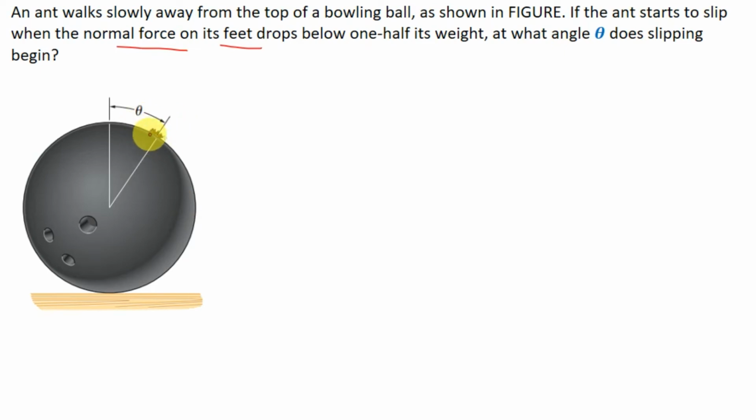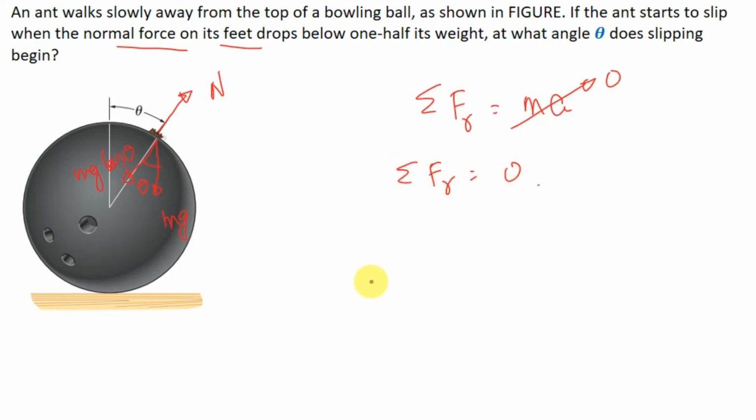So if you consider the free body diagram, this is the ant. Normal force will be perpendicular to the surface, this is N, and its weight force would be acting in the downward direction, mg. Now if this angle is theta, so this angle will also be theta, and the component of this mg force along the radial direction will be mg cosine theta. Now from Newton's second law of motion, we can write that the net force along the radial direction is mass times the acceleration, and since acceleration is 0, this term is 0, or we can write that sigma Fr is equal to 0.